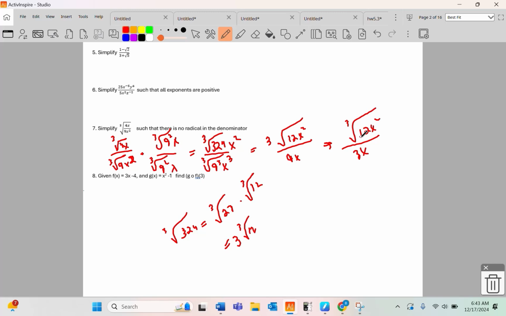Now, I did this. You guys didn't like the way I was doing things about a week and a half ago. I'd say, okay, 9 squared is 3 to the 4th.